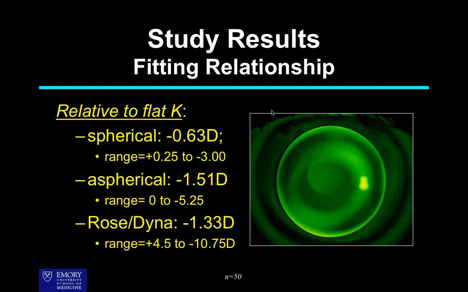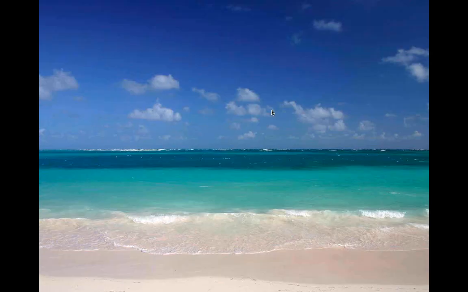On the aspherics, using about 1.5 diopters flatter than flat K, and about the same for the Rose K and Dynacone Plus designs. And this is still true today when I'm fitting these folks. This is a good place to start if you don't know where else to start on an early keratoconic central corneal GP lens. Questions?